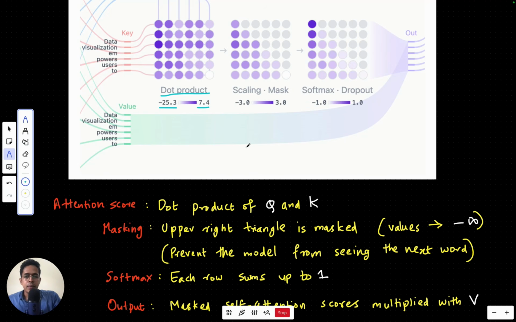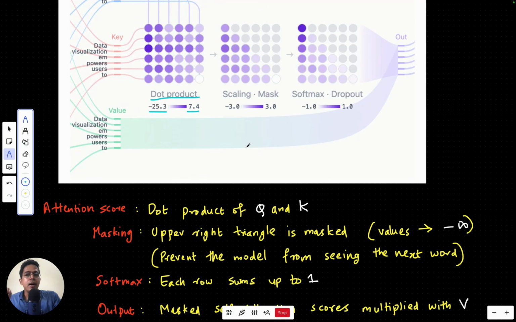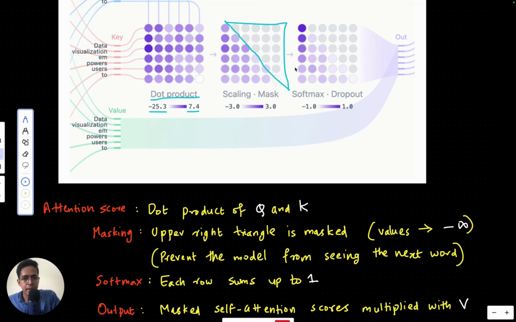Now what we do is something called masking. In the masking, we make all the values of this upper triangle into negative infinity. You will understand why that is done in a moment. So this whole triangle is converted, the values are converted into negative infinity.